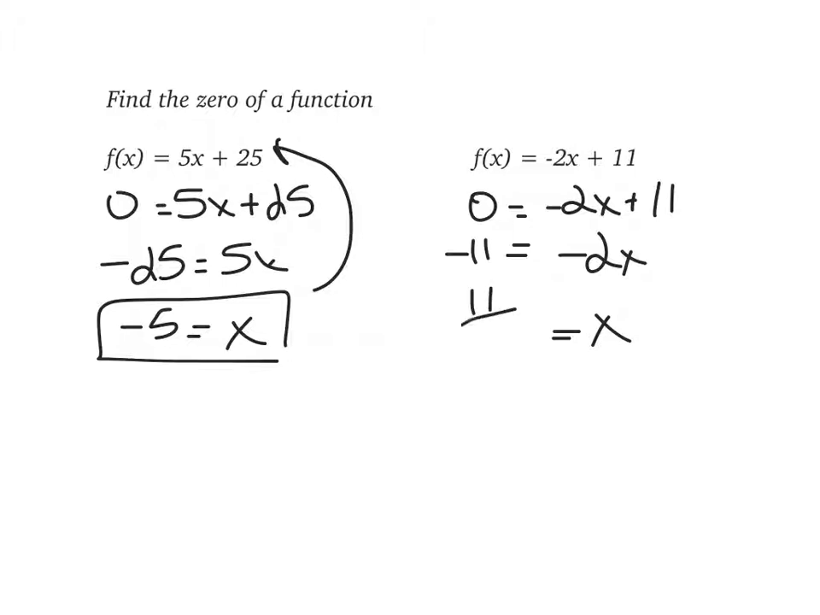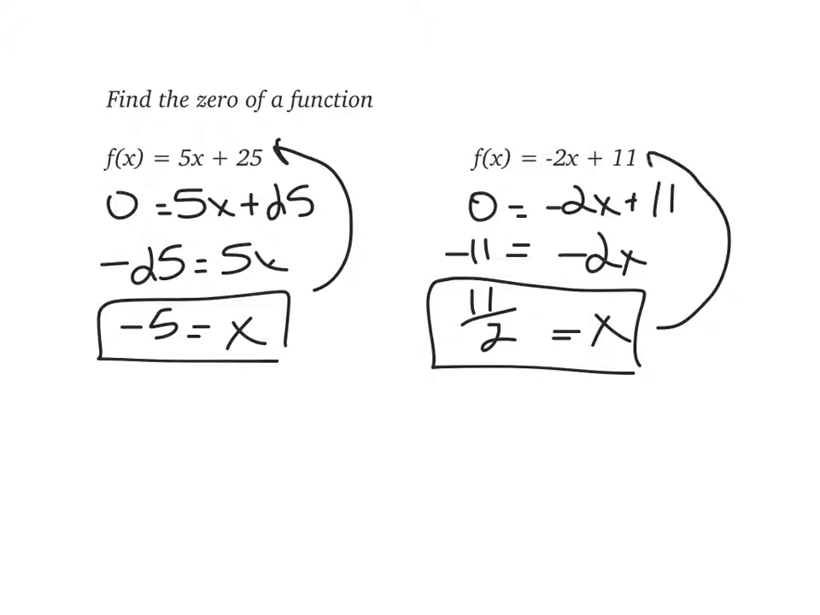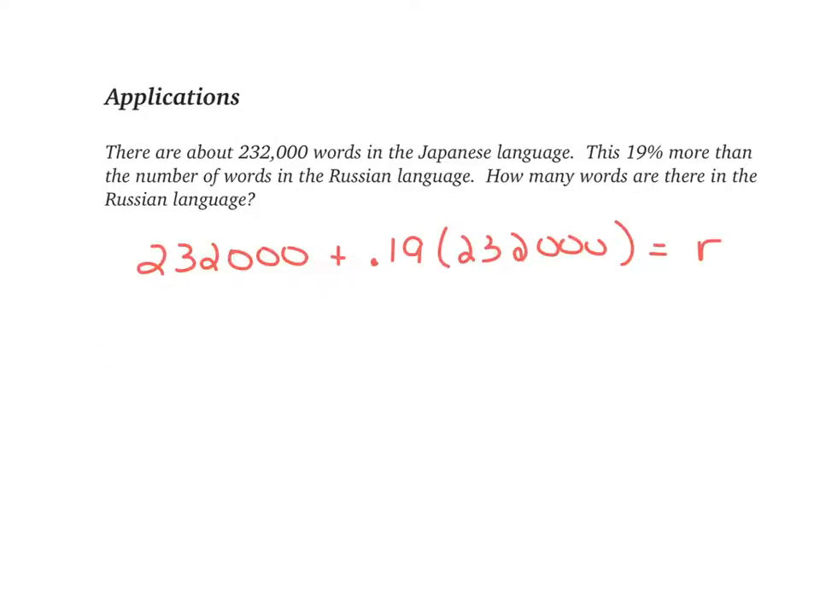Because they're both negative, you get a positive 11 halves. That's a half. And there you go. Again, that's called a zero. Also an x-intercept, also a solution. But the reason, again, it's called a zero is because if you plug it in, the function's value becomes 0, or the y is 0.